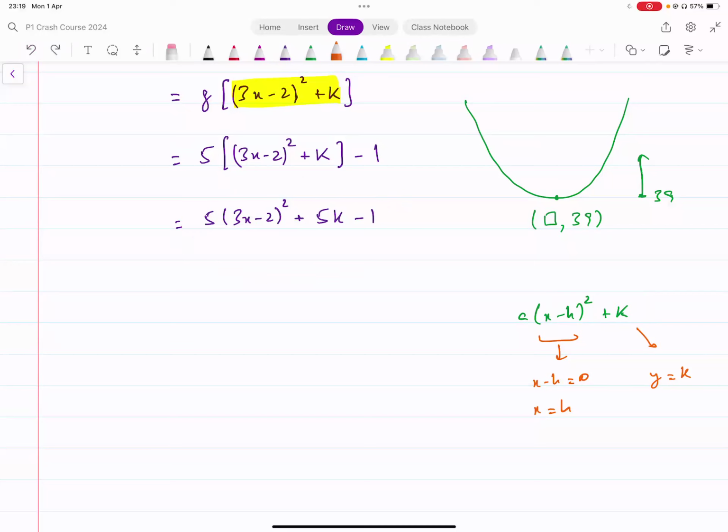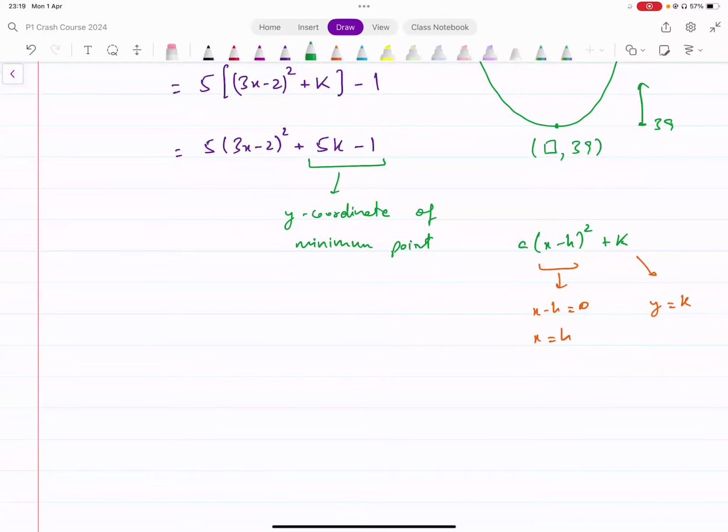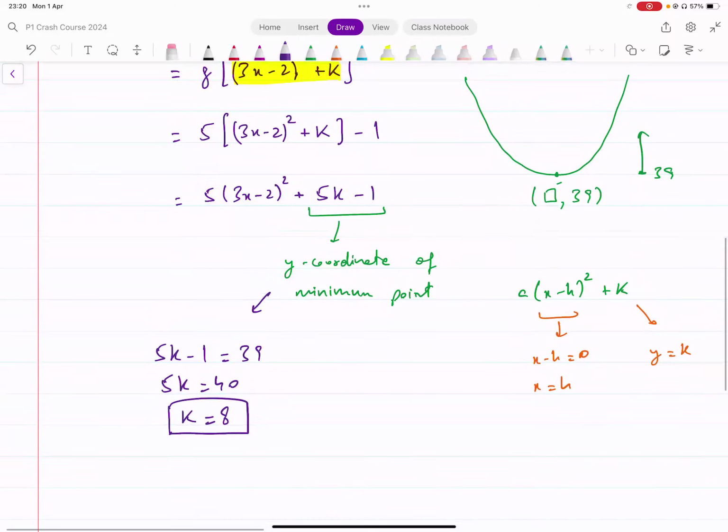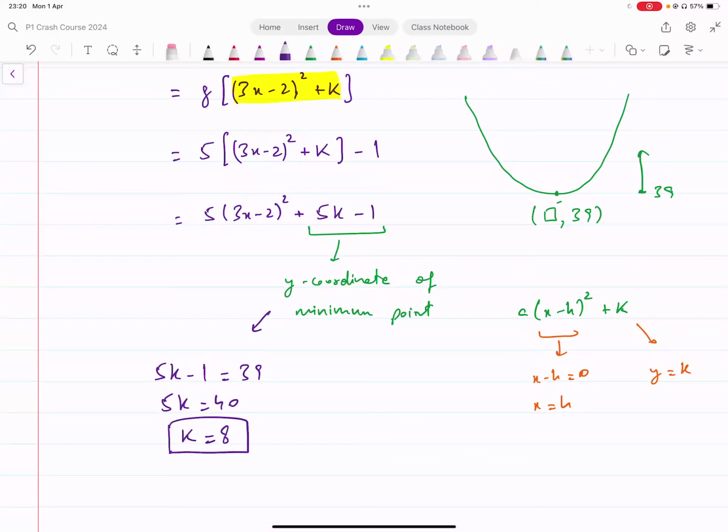In this form, what we can say is this thing is the y coordinate of the turning point of this function. This is the y coordinate of the minimum point. If this is supposed to be the y coordinate of the minimum point, we already know the y coordinate of the minimum point. What's that? That's 39. So that means 5k minus 1 is supposed to be equal to 39. And that gives us 5k equal to 40. The value of k turns out to be 8 from this. So when the value of k is 8, the range of this function would be greater than or equal to 39.